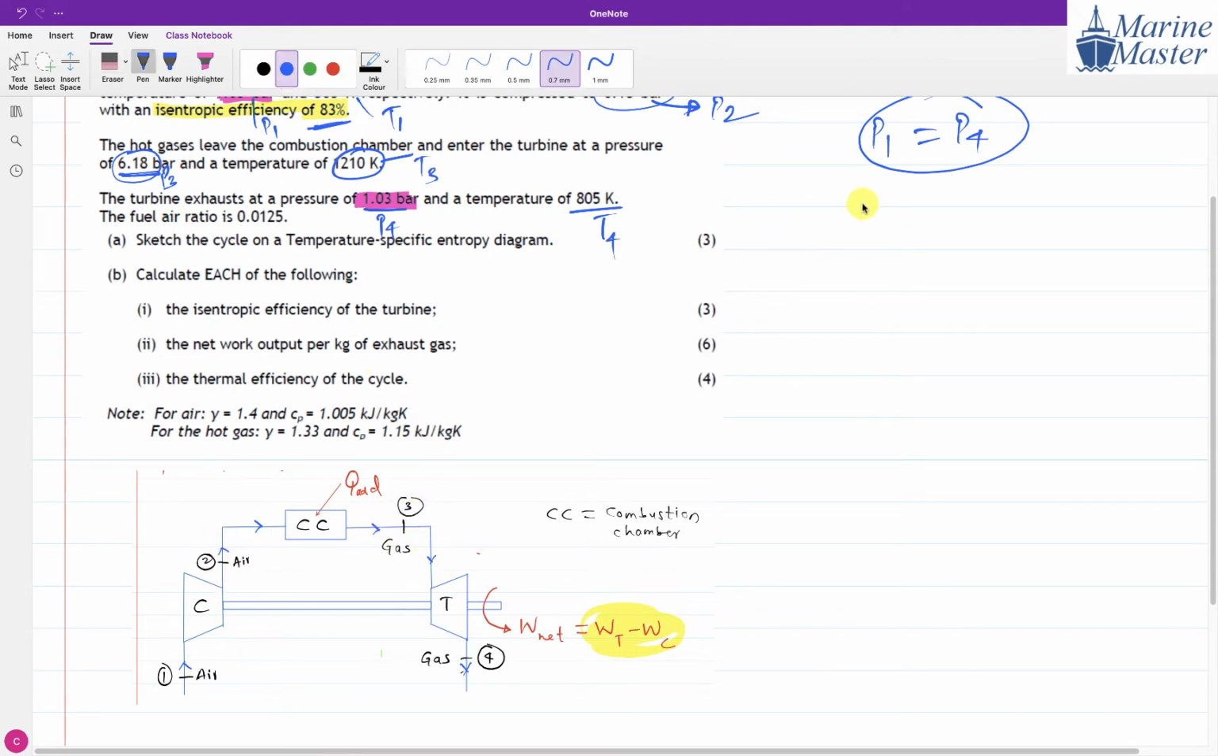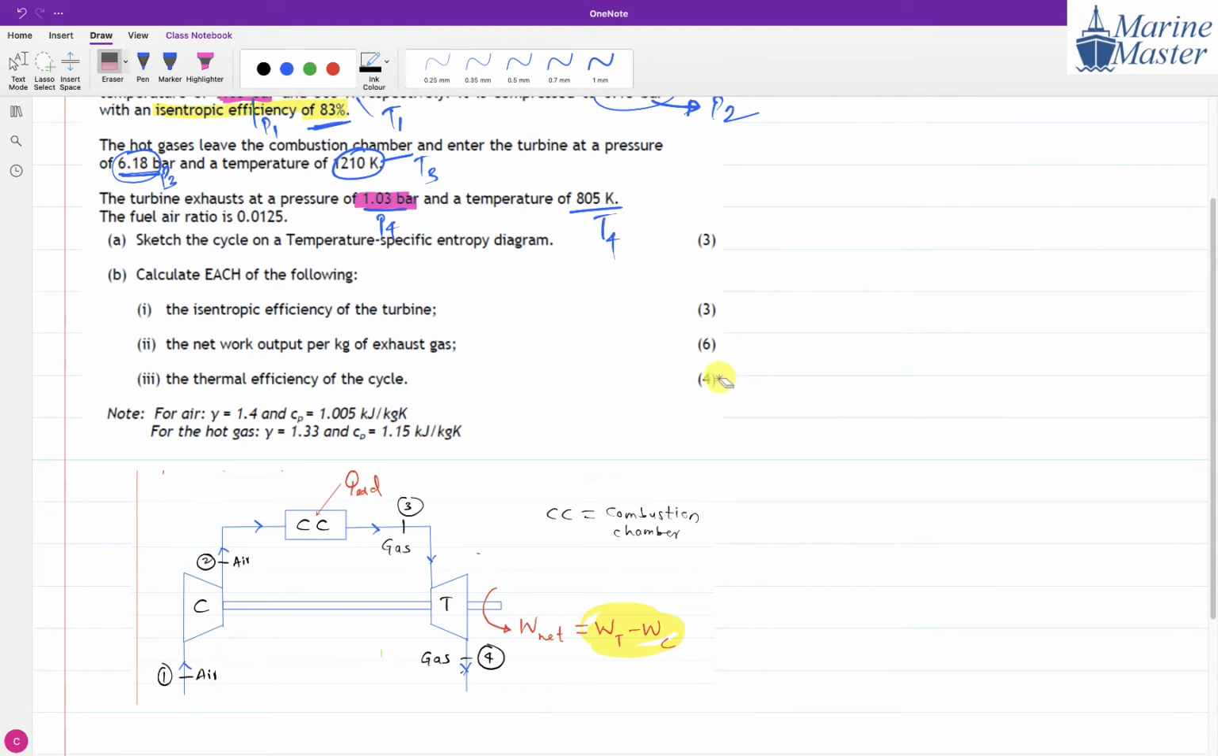So what can we say? P2 is equal to P3. Always remember one thing: in a gas turbine question, our first target is identifying the pressure.